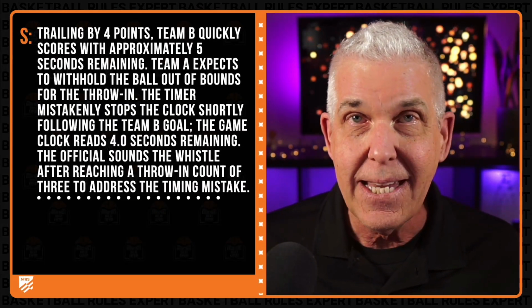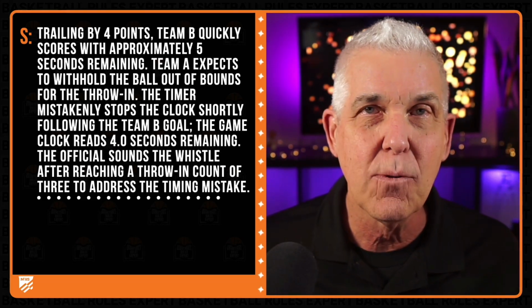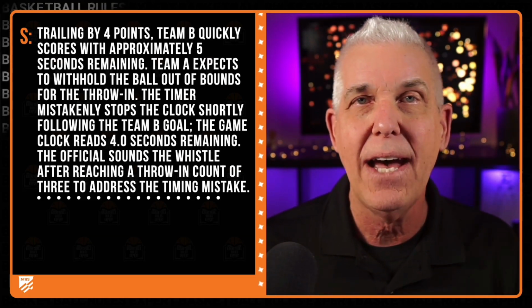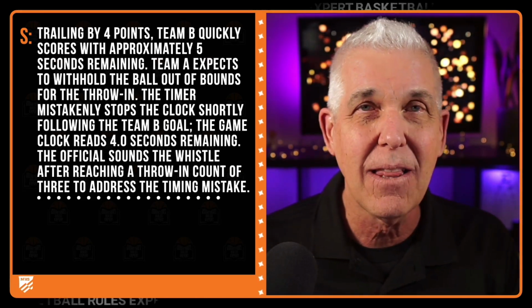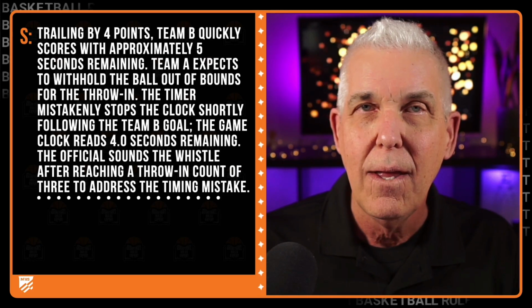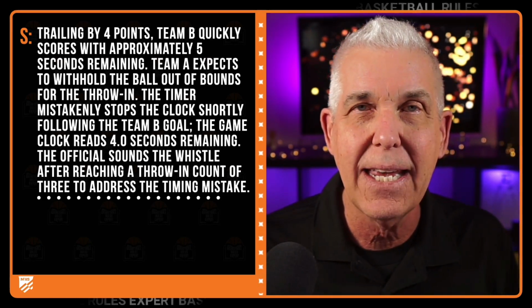Trailing by 4 points, Team B quickly scores with approximately 5 seconds remaining on the clock. Team A expects to withhold the ball out of bounds for the resulting throw-in. The timer mistakenly stops the clock shortly following the Team B goal. The game clock reads 4.0 seconds remaining.